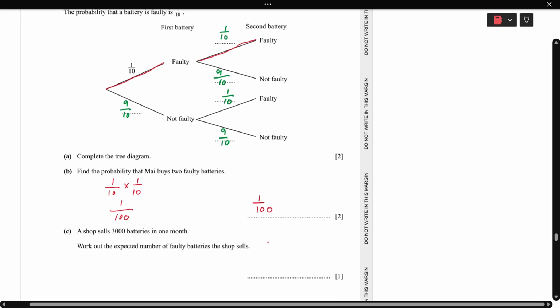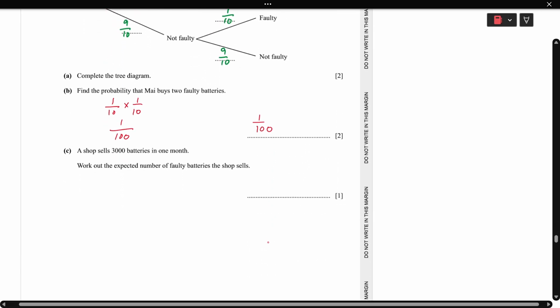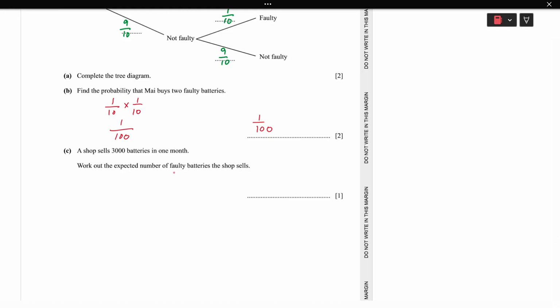That's the probability. Next, a shop sells 3000 batteries in 1 month. Work out the expected number of faulty batteries in the shop. So we know the probability of faulty is 1 over 10 times there are 3000 batteries. So this cuts one 0, so just divide by 10. So the rest is going to be 300 batteries.